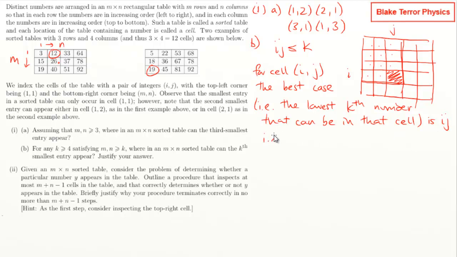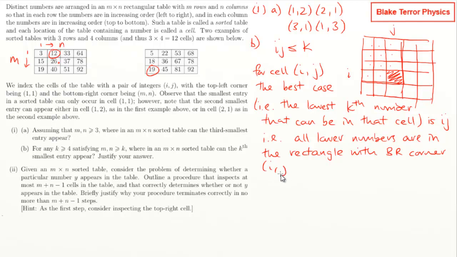Yeah, i.e. all lower numbers are in the rectangle with bottom right corner ij. There we go. Right, so that's done part I.